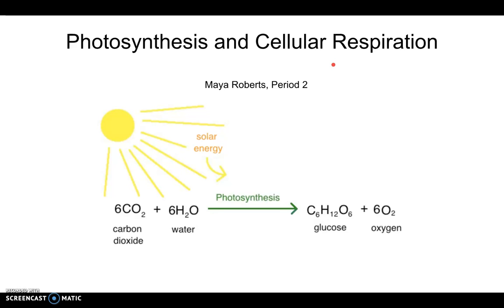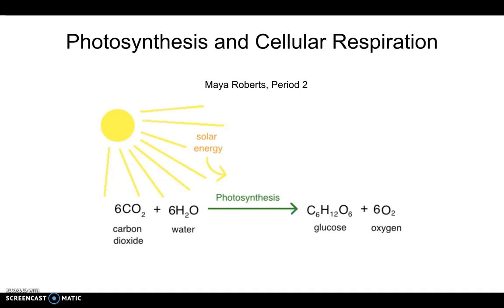I'm here to talk about photosynthesis and cellular respiration, the two chemical formulas that are needed to support life. Photosynthesis happens inside the chloroplast, stimulated by sunlight. Cellular respiration happens inside the mitochondria. Only plant cells have chloroplasts, but animal and plant cells both have mitochondria.